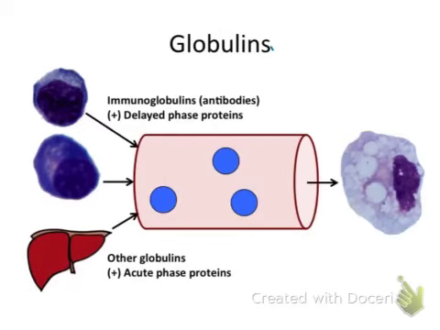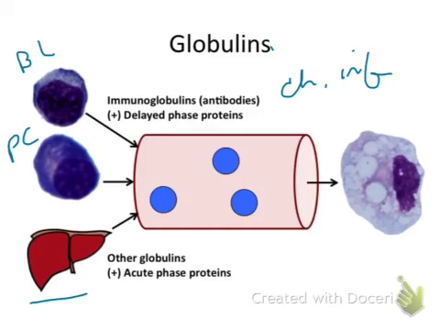The majority of globulin proteins are immunoglobulins, and they are produced from either B lymphocytes or plasma cells. However, a variety of other globulin proteins are produced by the liver. Immunoglobulins are a type of delayed phase proteins, meaning that their production is increased during times of chronic inflammation.